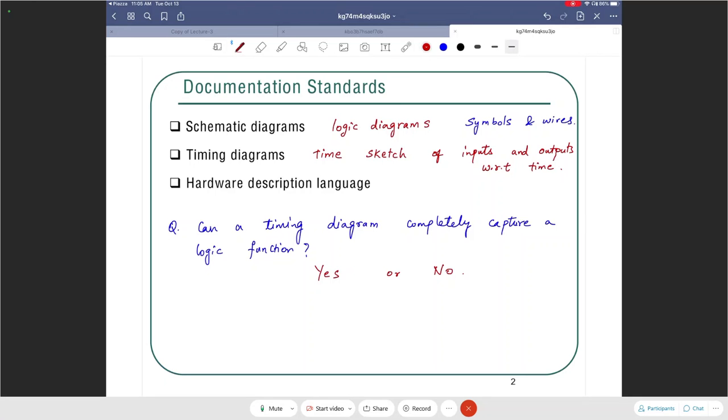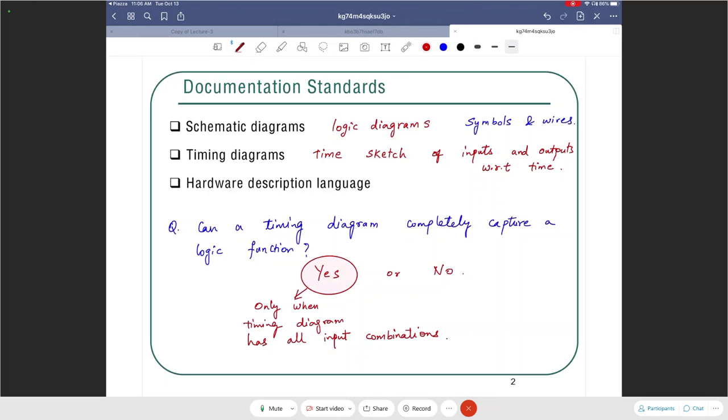Because it can only be yes when the timing diagram has all input combinations. Otherwise, it's going to be a no. So only in a particular situation it is yes.